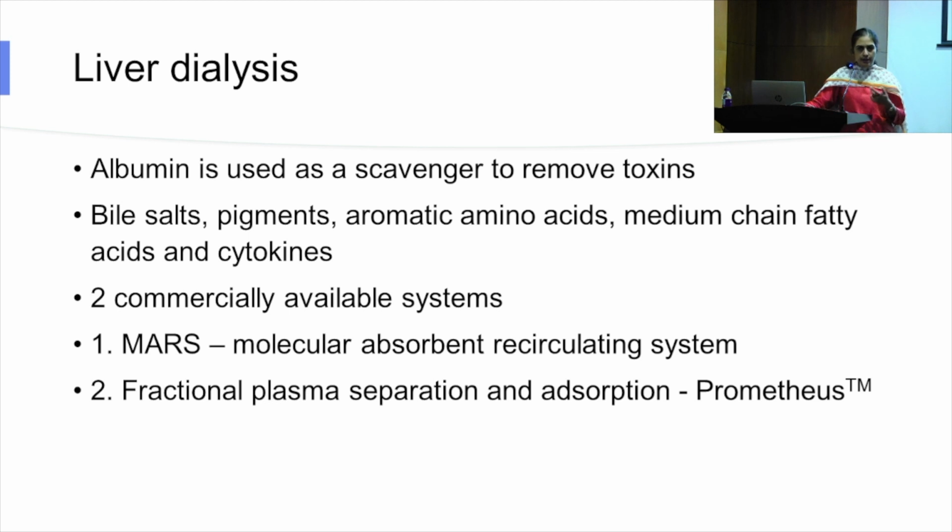When it comes to liver dialysis, the two commercially available systems are the MARS, or the molecular absorbent recirculating system, or the Prometheus, that is the fractional plasma separation and adsorption. I haven't used either of these. I think the liver transplant capable centers may be using them. These basically filter out the toxins. The albumin is used as a scavenger. The blood runs through an albumin cartridge, and this filters out the toxins. What are the toxins that it's going to filter? The bile acids, the pigments, the aromatic amino acids, the medium chain fatty acids, and cytokines. So that's what it's filtering.